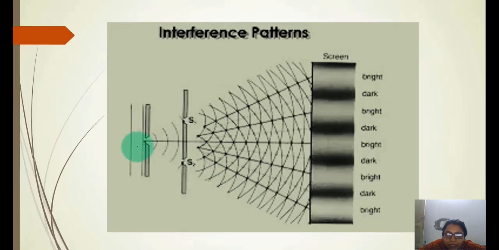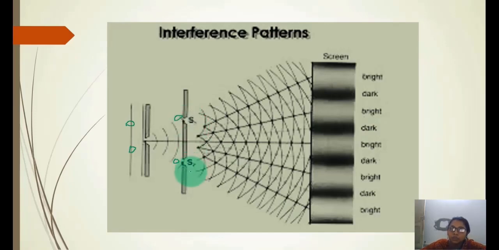Here we have used only one light source. If we had used two light sources, one source here and another source here, then it would not have been coherent light, because the light would have been derived from two sources. The light across the slit S1 is coming from this source, and the light across the slit S2 is coming from that source. So these are two independent sources. Independent means they are emanating their own light.